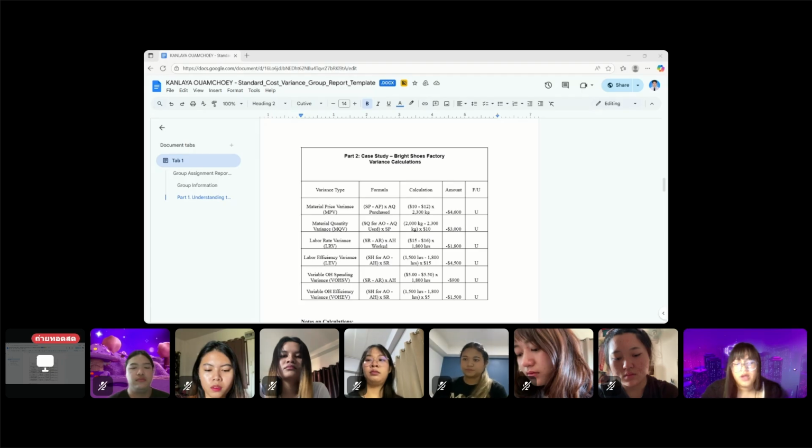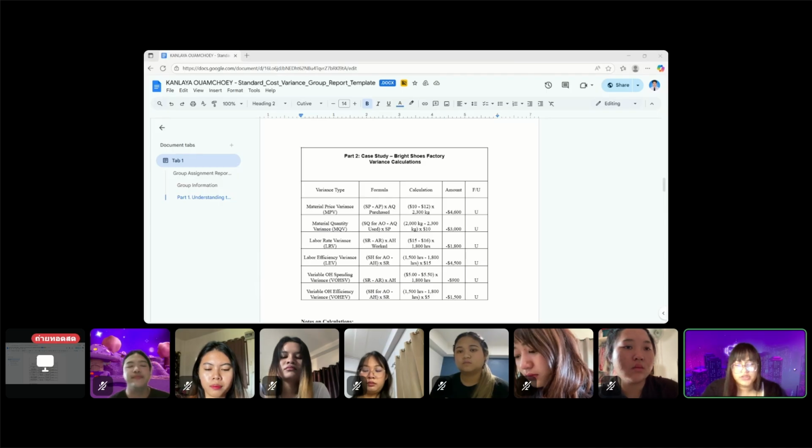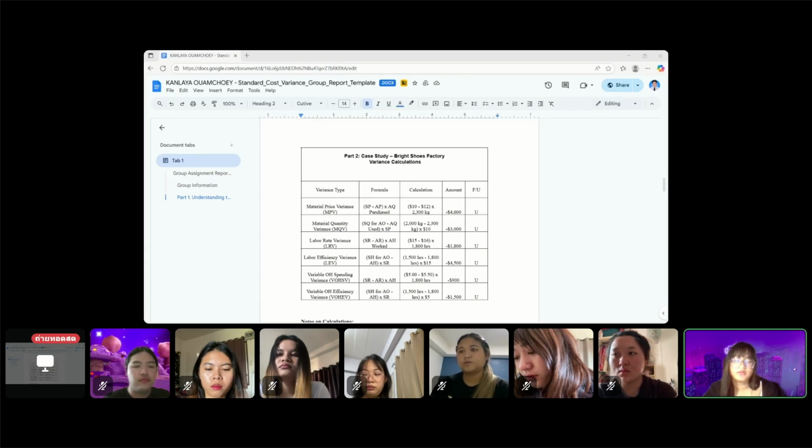This is a $1,500 unfavorable variance. It's important to note that this variance is about the cost of the overhead, but the inefficient use of it due to the extra labor hours. So we spend more on the overhead per hour and we use more overhead hours due to the inefficiency.